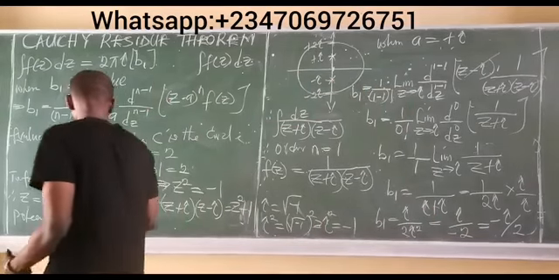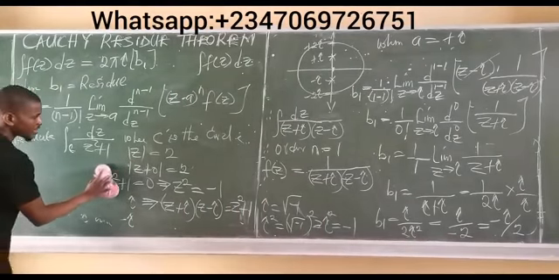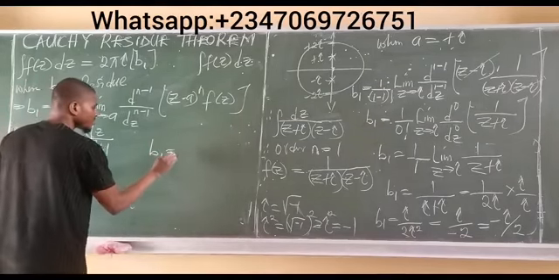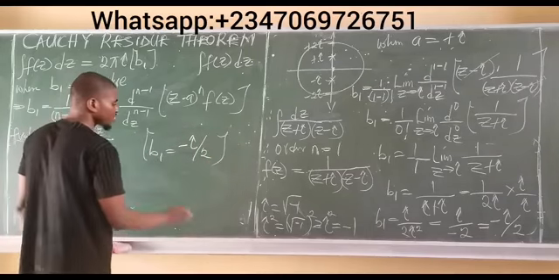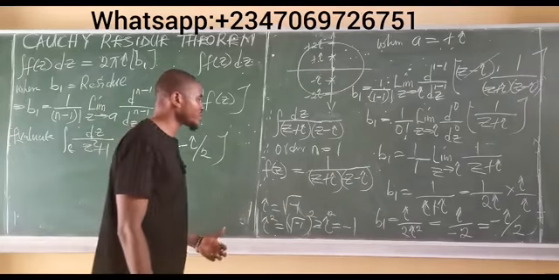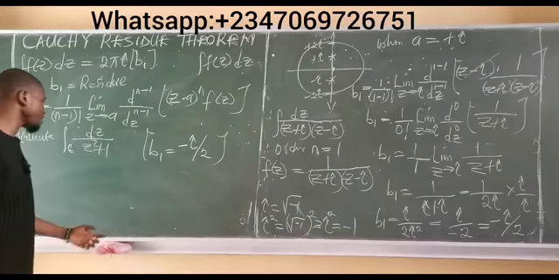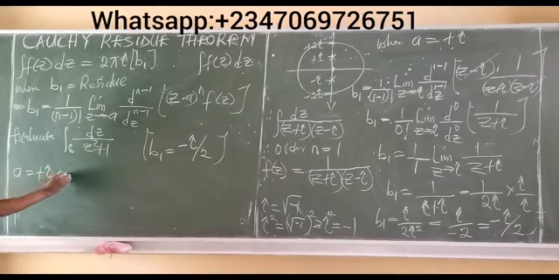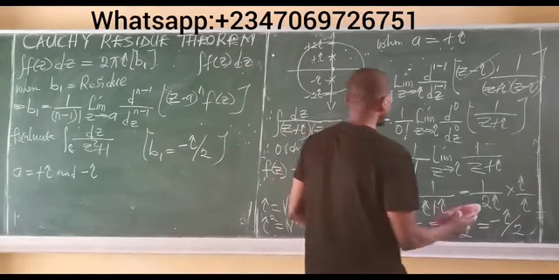Let's keep that down somewhere around here. So b1 is simply equal to minus I all over 2. You keep this down. So we now consider when a is equal to the second pole. Remember we had two poles, a is equal to plus I and minus I. So we've considered plus I. Now let's consider minus I. We can still do it over here.